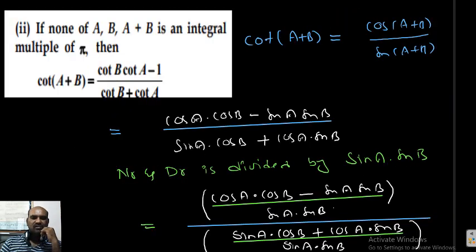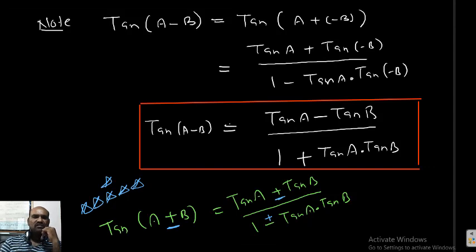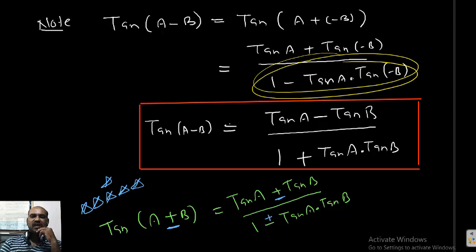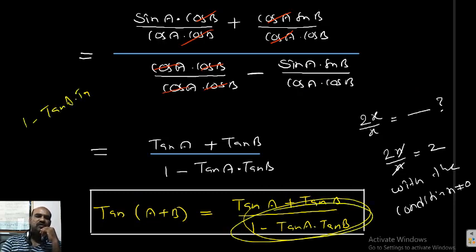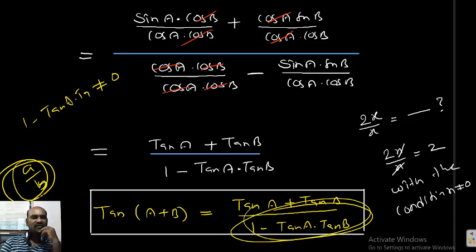Where is the formula? The denominator is 1 minus tan A into tan B. So this 1 minus tan A into tan B should not be equal to 0. For any fraction A by B, the fraction is defined only when the denominator is not equal to 0. So in this formula, if 1 minus tan A into tan B equals 0, then tan of A plus B is not defined.